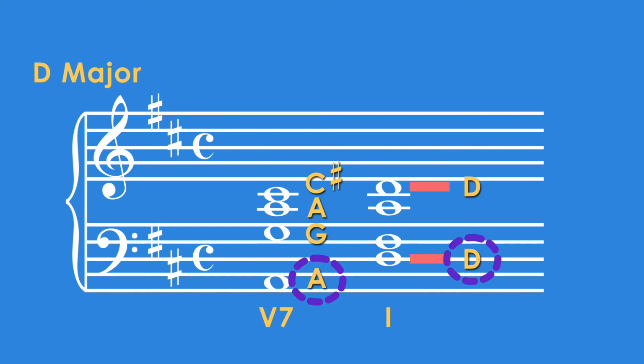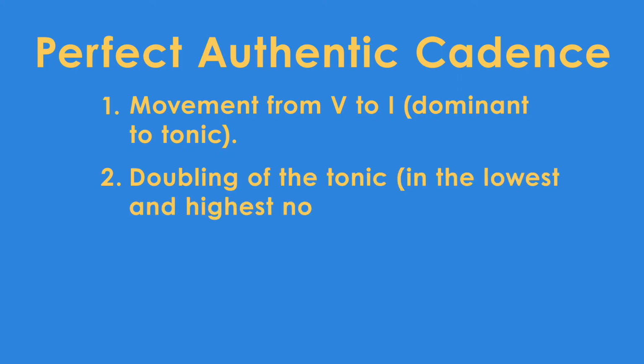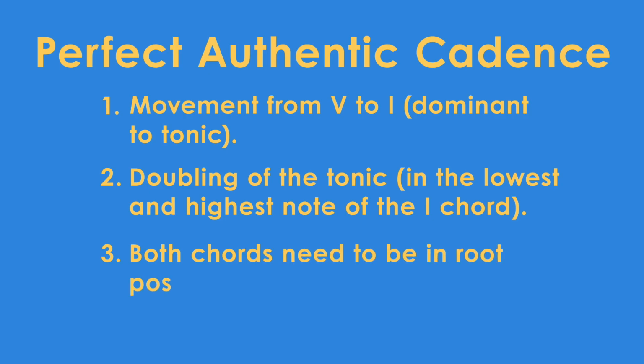Hopefully this helped explain what a perfect authentic cadence is and how to identify them. Remember that a perfect authentic cadence needs only 3 things. Movement from 5 to 1, or dominant to tonic, a doubling of the tonic in the lowest and highest note of the 1 chord, and both chords need to be in root position. Next time, we'll look at another type of cadence, the imperfect authentic cadence.